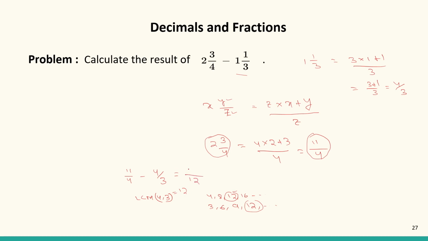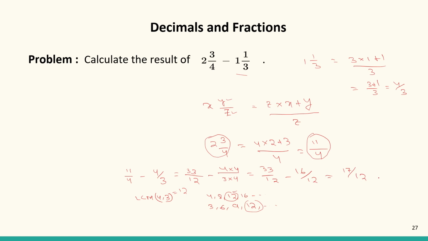So 11 into 3 is 33, because we multiplied with 3 in the denominator and in the numerator. Okay, and then in order to make this 12, what we need to do is multiply by 4 in the denominator and the numerator. So 4 into 4 is 16, so that is equal to 33 by 12 minus 16 by 12. So this is equal to nothing but 17 by 12.